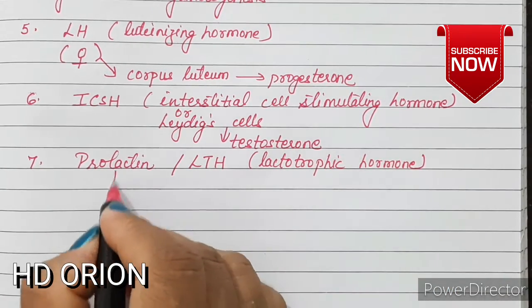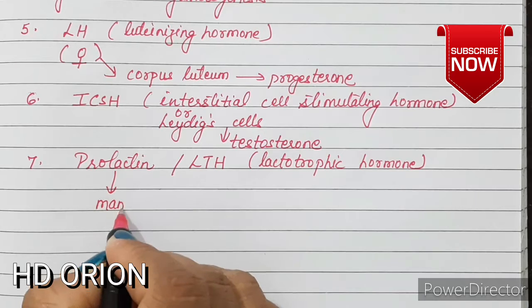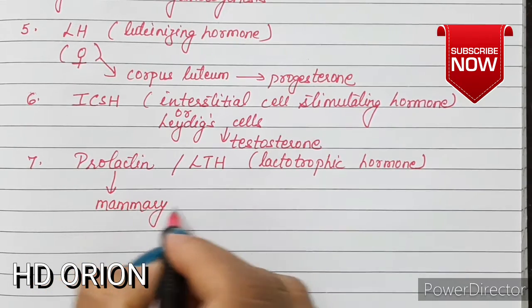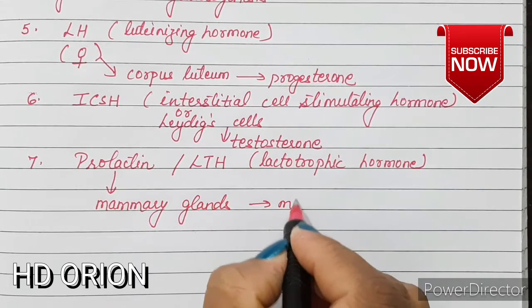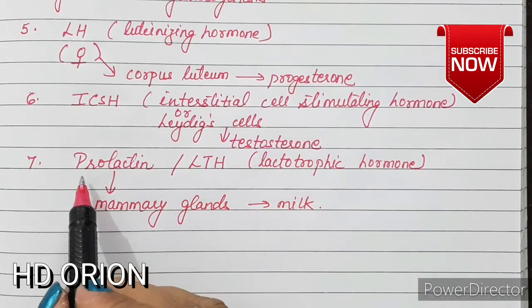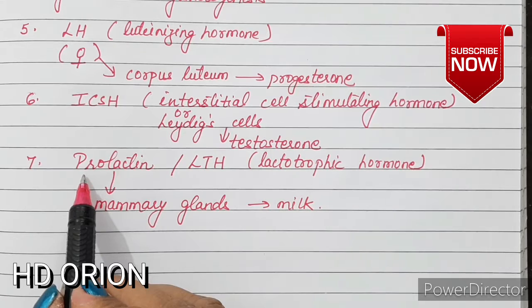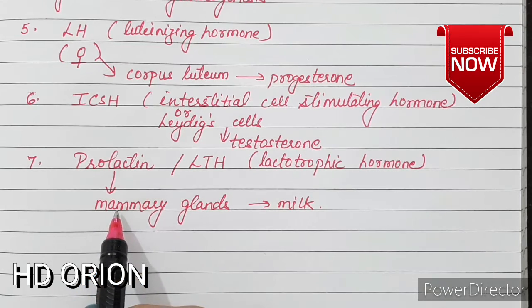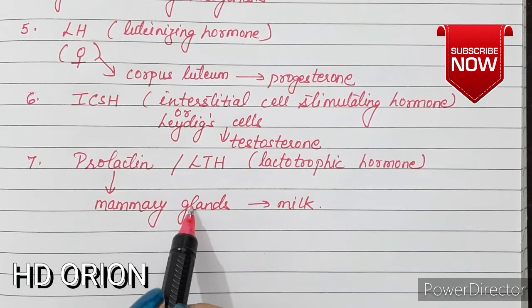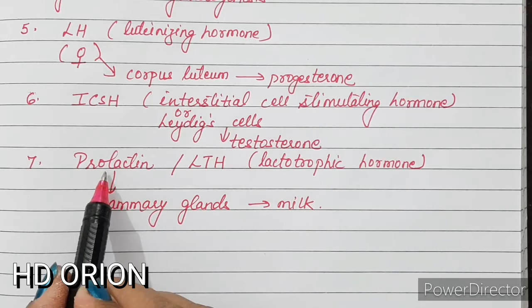This hormone stimulates the mammary glands to produce milk. So, as I said, the neurohormones will stimulate the endocrine glands, the pituitary gland, and the pituitary will send prolactin to produce milk by the mammary glands, and this is the stimulatory effect.